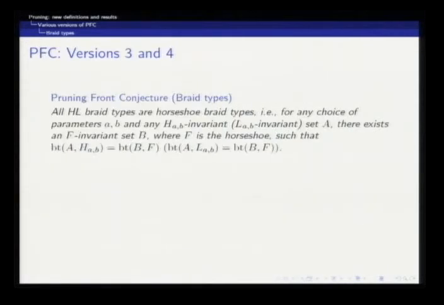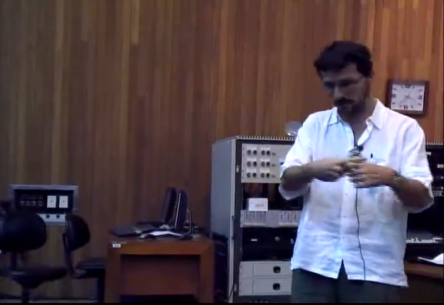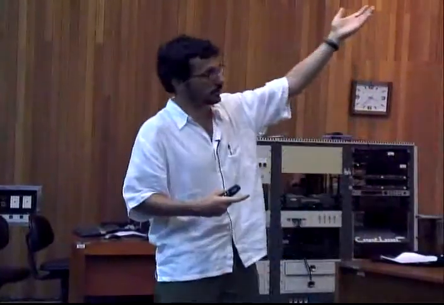Okay, so here's the third version of the Pruning Front conjecture, this braid type version. It says that all Hénon and Lozi braid types are horseshoe braid types. So that's what I was talking about in the beginning. If you know what you're talking about when you talk about things appearing, disappearing, and then reappearing, you have to know what it is that reappears. How do you identify some crossing that was there before and then ceased to exist and then happened again? How do you know that a crossing is this or that? And so this is a way of doing it.